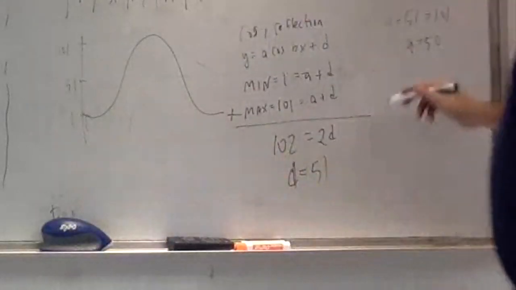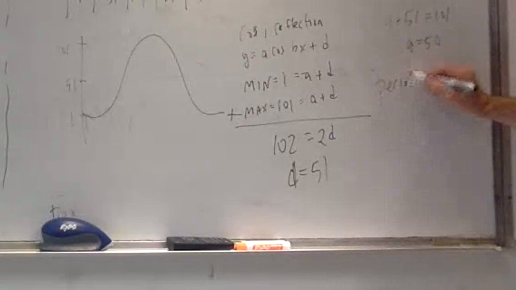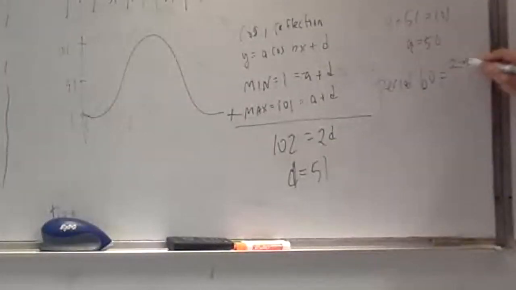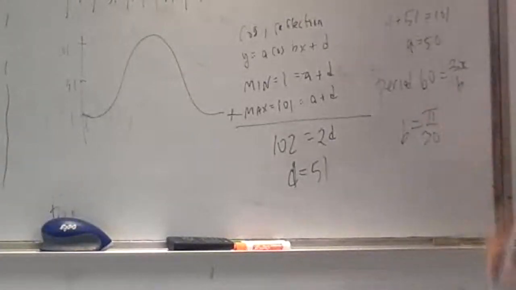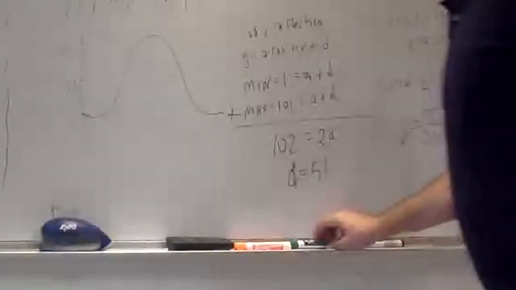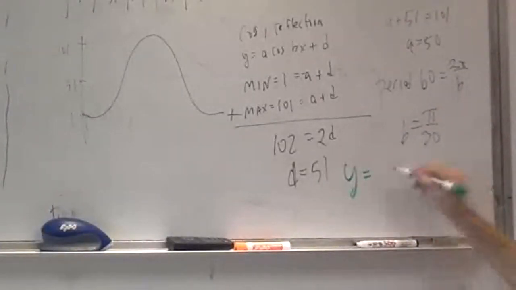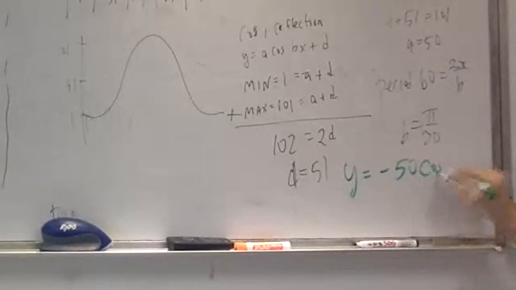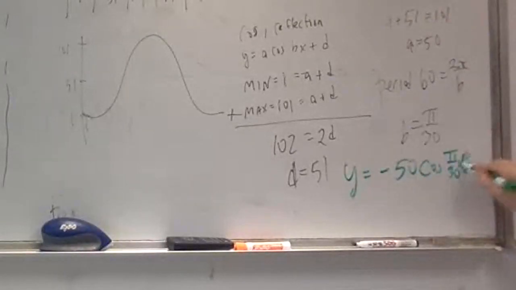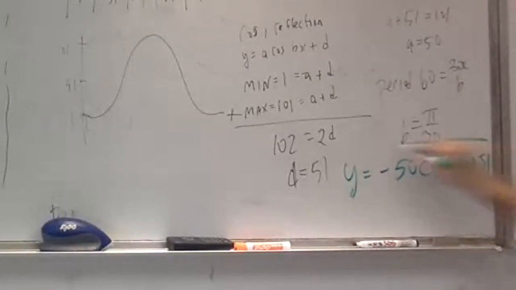And then the last thing we need to figure out is what this b is. Well, we know the period is 60, which is equal to 2 pi over b. So b is equal to pi over 30. Final answer, I'll do it in green because no one can see. y equals negative 50 cosine pi over 30 t plus 51. And that is how we figure it out.